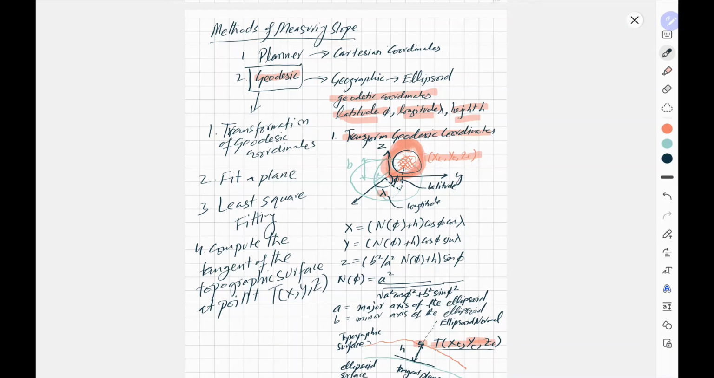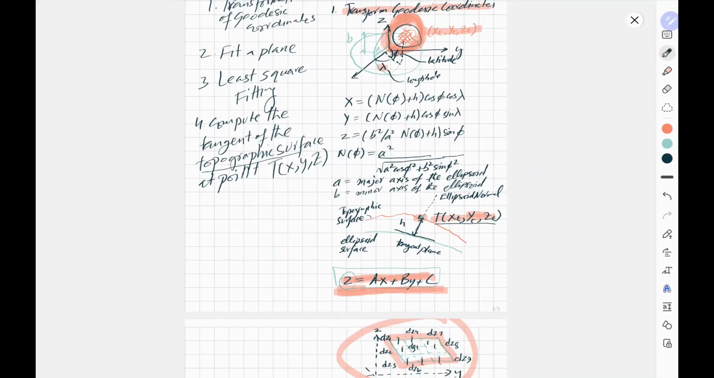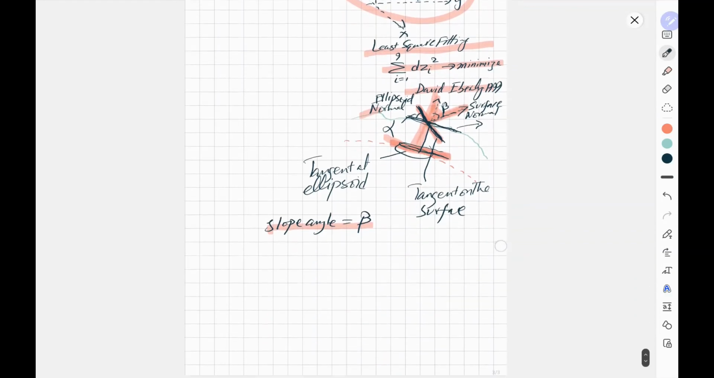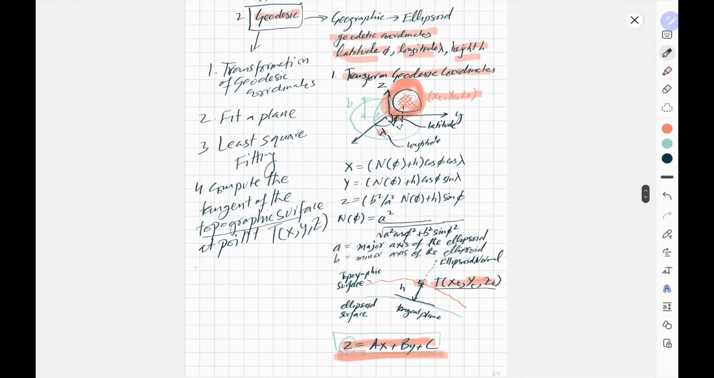Then you find your slope as the angle of the normal of the tangent of the topographic surface with respect to the tangent at the ellipsoid, which is represented here. So if I draw that, and with the help of that you find the beta, okay, and this beta is the angle of slope.